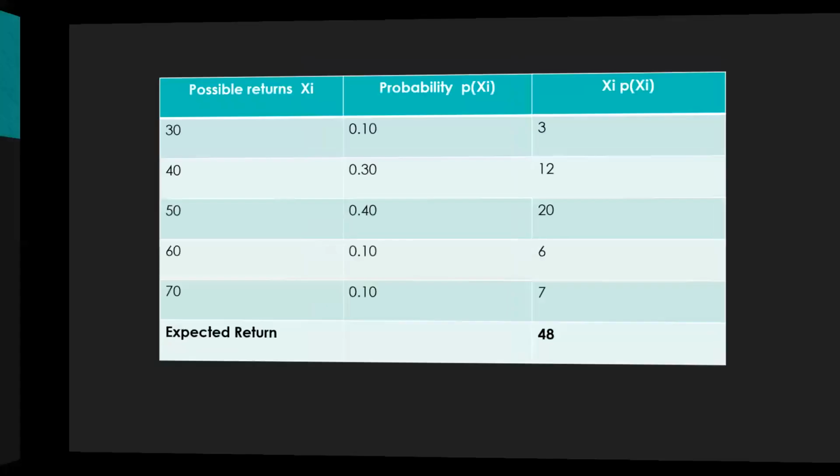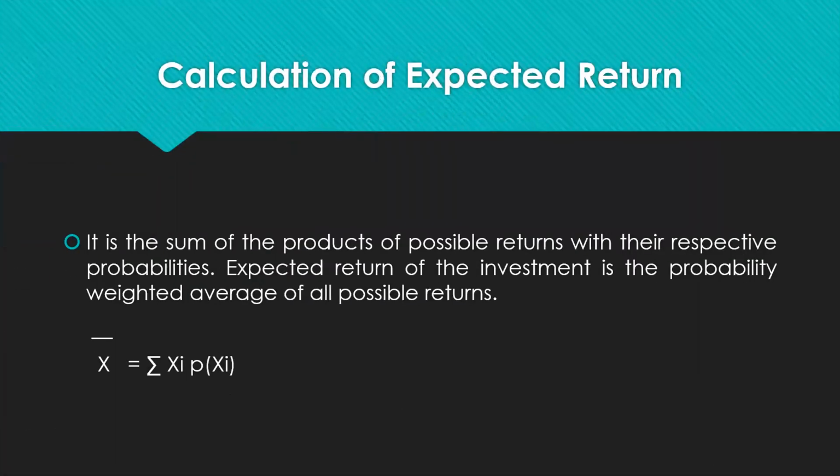Now let's go back to the explanation and see whether we can understand. What is expected return? It is the sum of the products of possible returns with their respective probabilities. That is, we are multiplying the possible returns with the probabilities, and then we are taking the total of that. So we can say the expected return of the investment is the probability weighted average of all possible returns. I hope now that explanation is more clear to you.